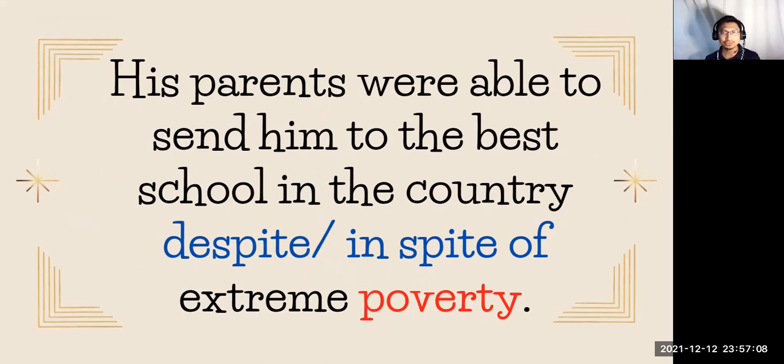His parents were able to send him to the best school in the country despite extreme poverty. Or substituting despite with in spite of, his parents were able to send him to the best school in the country in spite of extreme poverty. So there you have it. We did not change the meaning of the sentence at all, even though we inverted the sentence structure.